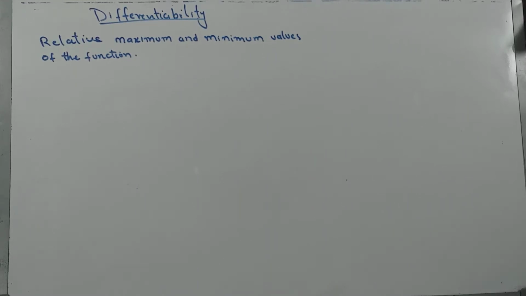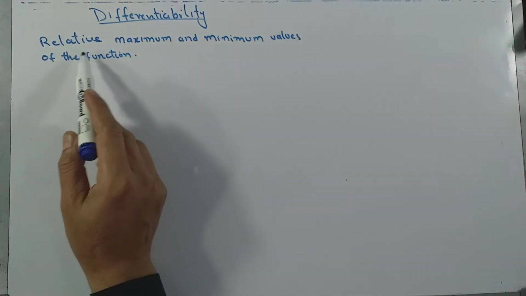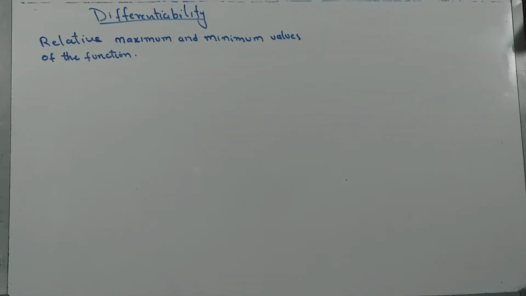Today's video class is the continuation of the topic differentiability. In today's class we will find out the relative maximum and minimum values of the functions. We will target only the questions which are very important from the examination point of view. So we will solve exercise 5.3 from the Karachi board textbook.